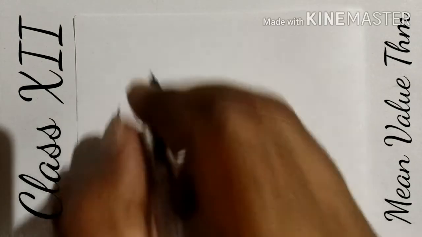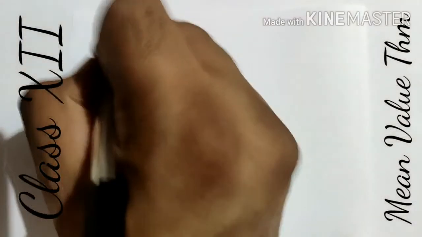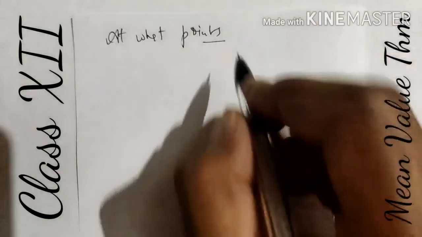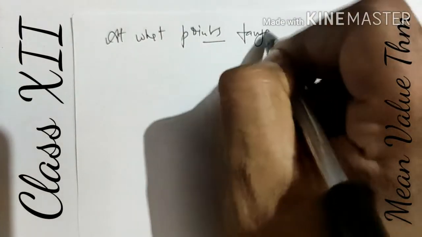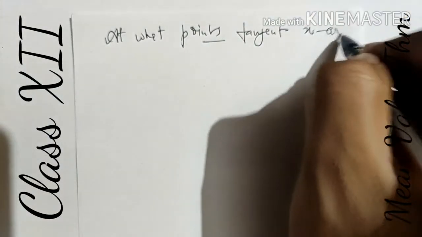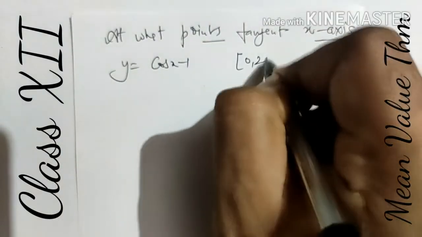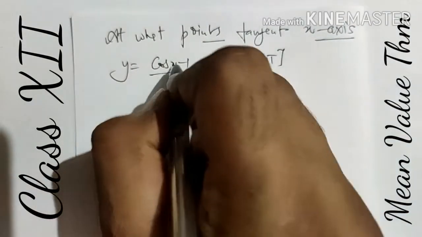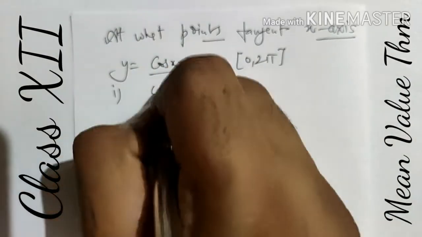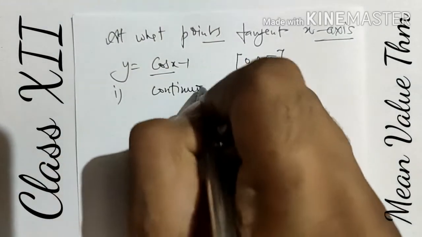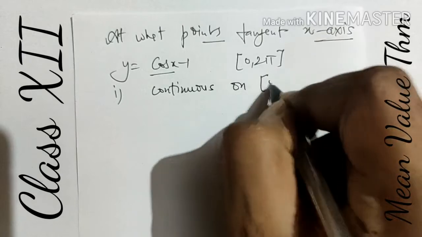Last type of example we are going to do. Here the question is, at what points, meaning the values of x and y, is the tangent parallel to the x-axis, where y is given by cos x minus 1 on 0 to 2 pi. As you know, it is a trigonometric function, so it is continuous on 0 to 2 pi.